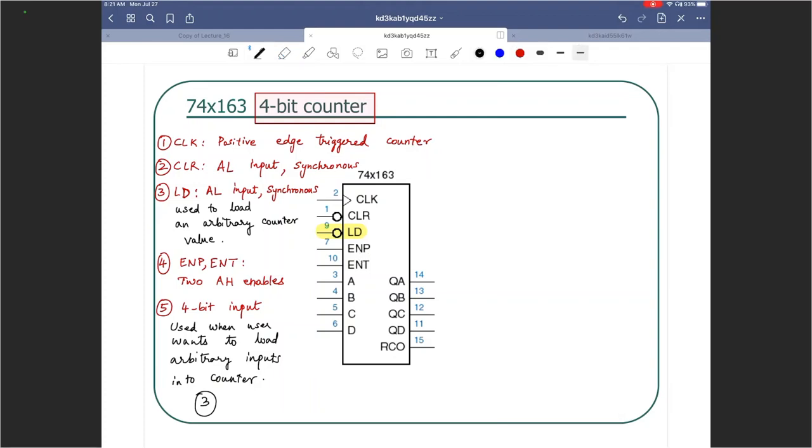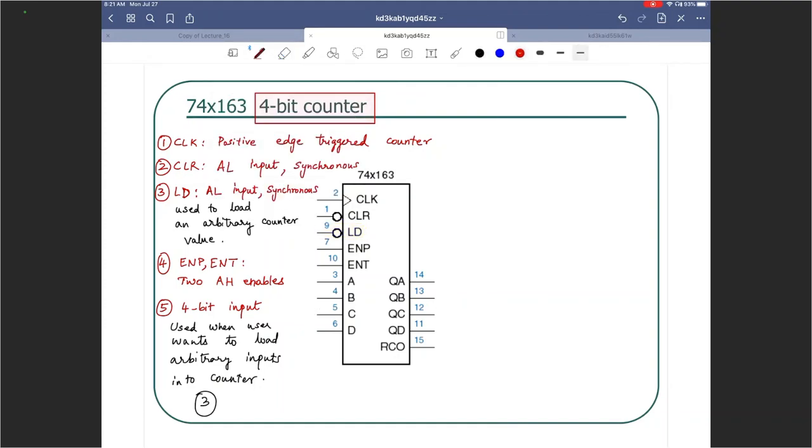ABCD is connected to 3. So least significant is A. So I would connect that to 1, that to 1, that to 0, that to 0. So that's my 3. And I'm assuming that load is active. And then if I see a positive edge on the clock, all those values will appear over here, which means that I will be counting 3 in decimal at that point. So that's how you load an arbitrary value into the counter. We'll see more examples on that in just a bit.